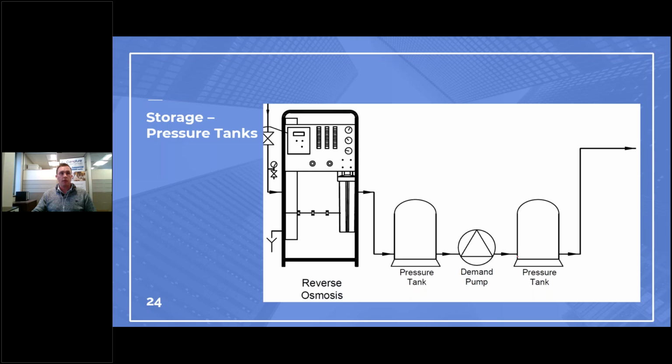So then we just added a little demand pump and a second pressure tank, which gives us a little more storage. But in this scenario, that's all we needed. Typically, you would probably just find a single pressure tank there, and then you'd have your volume. You'd have your ability to push a little bit more water if you need it.